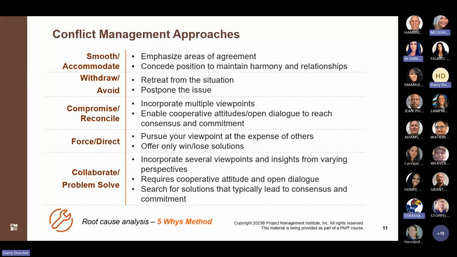Now, one of the methods that can be used is called the 5 whys method. You start out with identifying the issue itself, then examining the various inputs that may have caused the issue to surface, and you go 5 layers deep in an attempt to find the root cause.